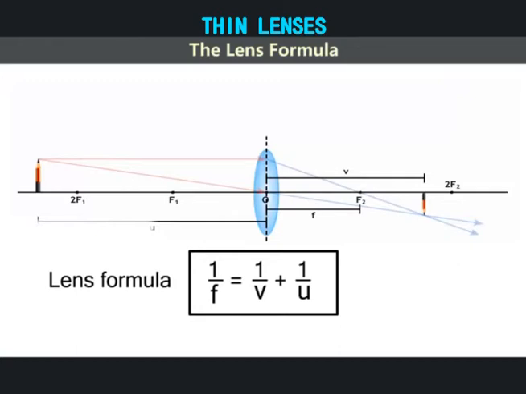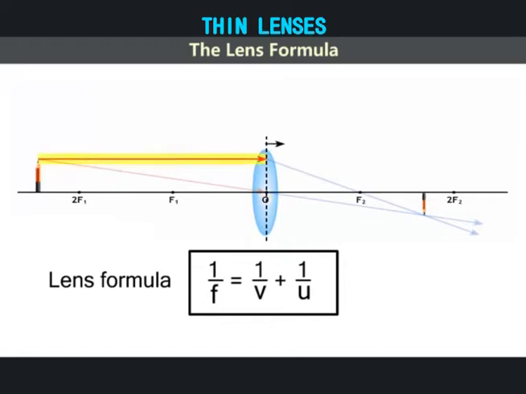To denote the distance and the nature of image formed by a lens relative to the object, some conventions have been defined. All the distances are measured from the optic center of the lens. Distances measured in the direction of the incident light are taken as positive, while the distances measured in the direction opposite to that of the incident light are taken as negative.